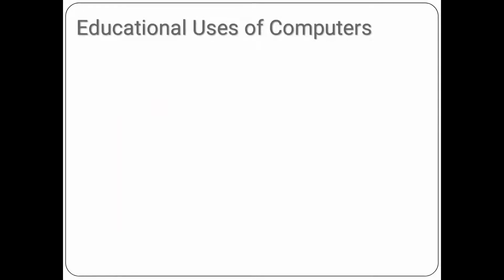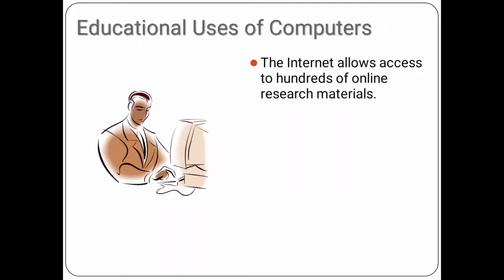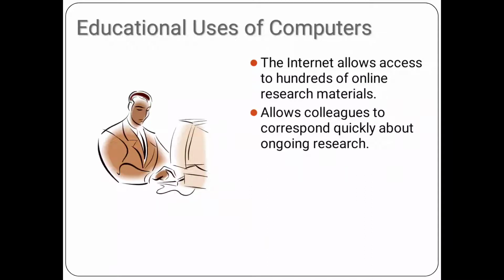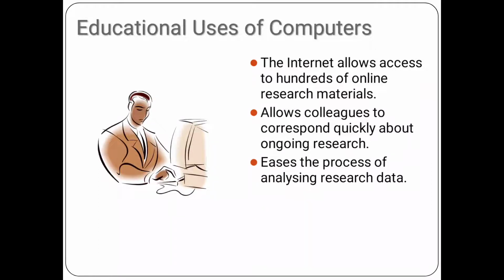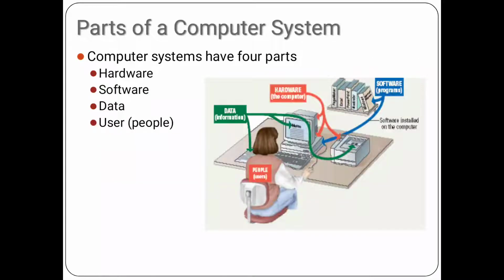Education use of computer. The internet allows access to hundreds of online research materials. In education, we can do research with the help of the internet. It allows colleges to correspond quickly about ongoing research easily. The process of analyzing research data. Parts of computer system. A computer system has four parts: hardware, software, data and user.